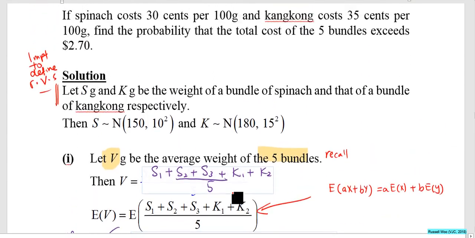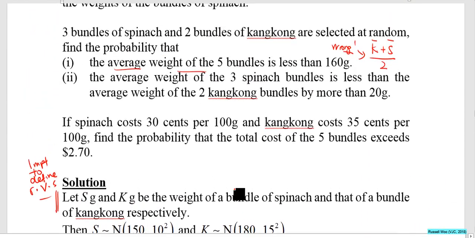Part 2. The question says, now, the average weight of 3 spinach, and this time we can talk about the S bar, is less than the average weight of 2 kangkong. Now we can talk about the K bar. But we will make use of K bar and S bar. By more than 20 grams, you may think it's too hard. But let's just frame this first before we define the random variables.